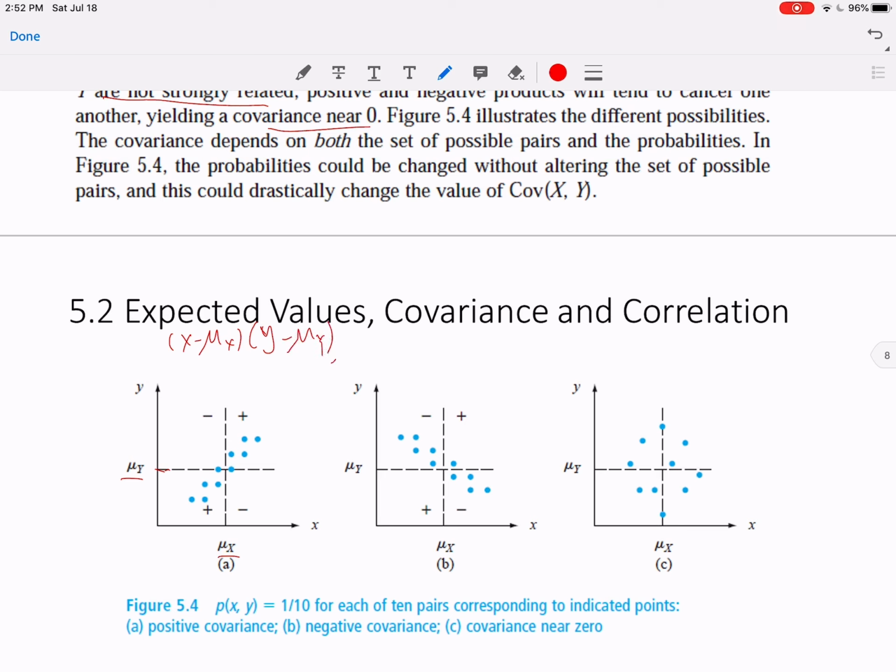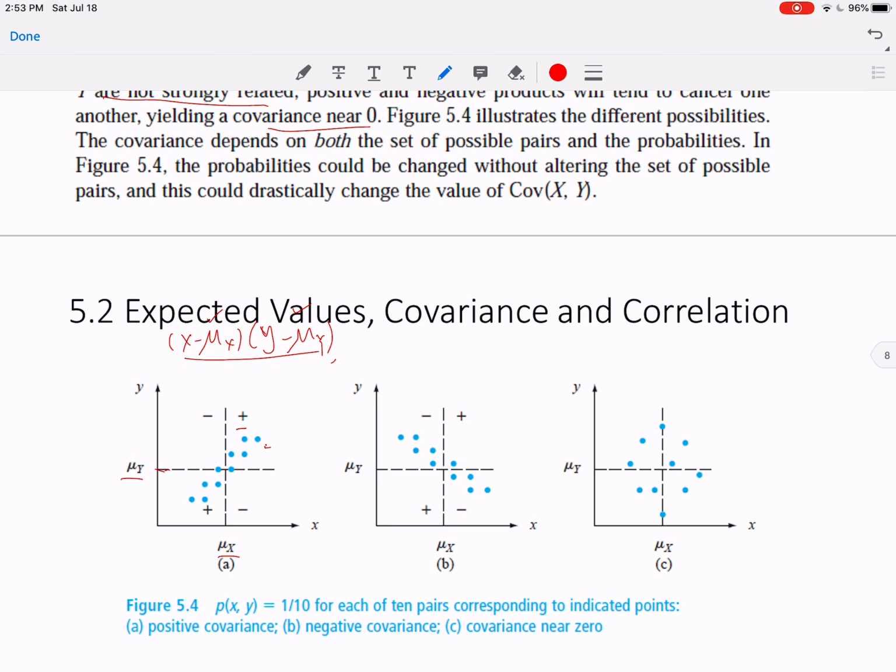Now, in the first quadrant, all of the x values are greater than mu sub x, and all of the y values are greater than mu sub y. So both of them are positive, and the product will be positive. This sign is the product of those two things.